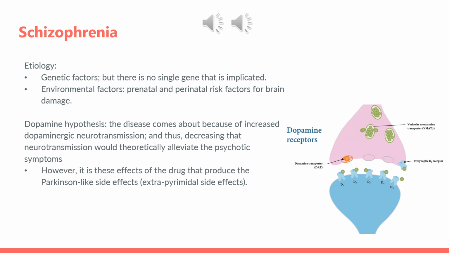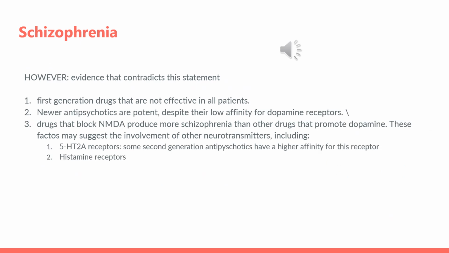But it's these effects of the drug that produce the Parkinson-like symptoms, also known as the extrapyramidal side effects. However, there is some evidence that contradicts this statement. Firstly, there are first-generation drugs that are not effective in all patients, and newer antipsychotics are just as potent despite their lower affinity for dopamine receptors. Finally, drugs that block the NMDA produce more schizophrenia than other drugs that promote dopamine. These factors may suggest the involvement of other neurotransmitters, such as the 5-HT2A receptors and the histamine receptors.